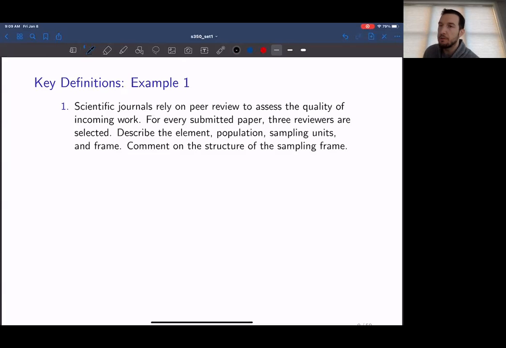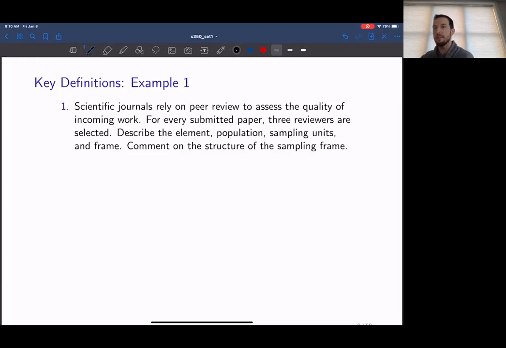So for every submitted, in this illustration, for every submitted paper, 3 reviewers are selected. This is actually usually the goal with most papers or journals that I have submitted work to, but sometimes you only end up with 2 reviewers actually giving any meaningful contribution. A lot of the time it's hard to find 3 reviewers, especially if the area is very small and there aren't a lot of experts in that particular field. So for every submitted paper, 3 reviewers are selected. Describe the element, the population, the sampling units, and the frame, and then comment on the structure of the frame.